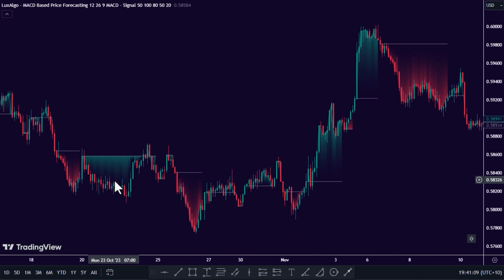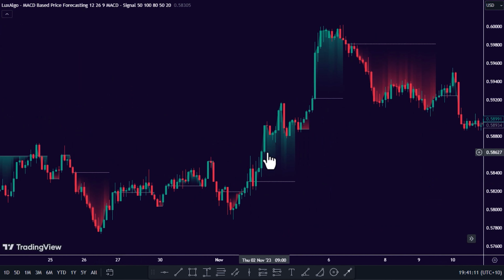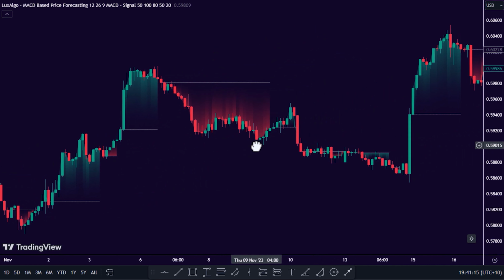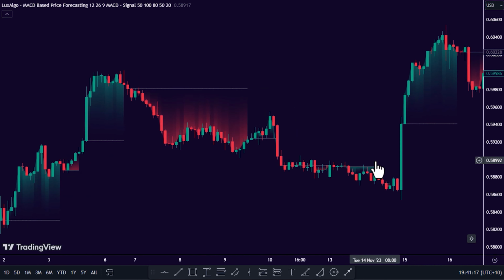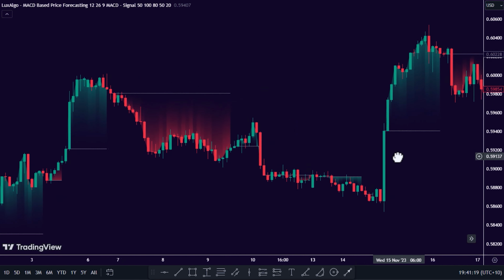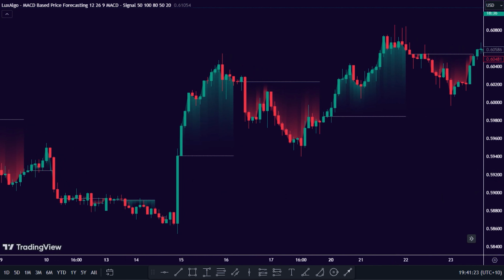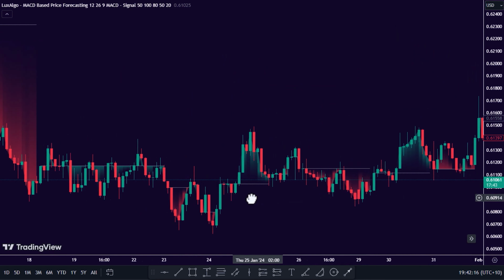It's time we execute 100 trades in the Forex market based on this trading strategy concept. On each buy and sell setup trade detected with the MACD-based price forecasting indicator, we will target a minimum of 2 risk-to-reward ratio. So let's see how the trade goes.